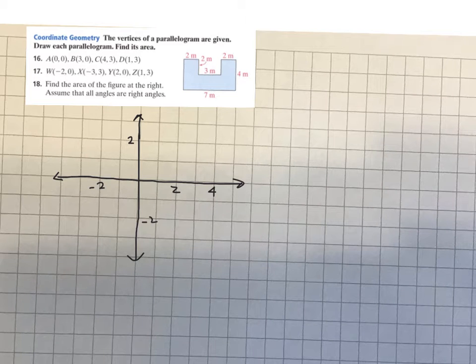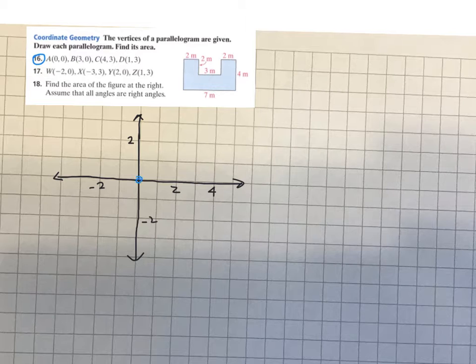For number 16, the problem says the vertices of a parallelogram are given. Draw each parallelogram. So I'm going to just do number 16 real quick. It tells me point A is at 0, 0. And as you can see with my graph paper, I did go ahead and draw in an axis. And now I'm going to go ahead and plot my points.